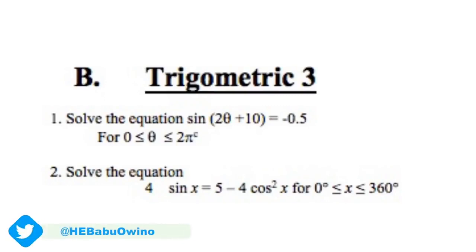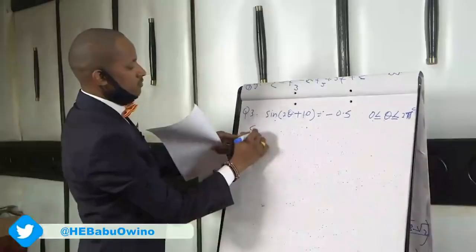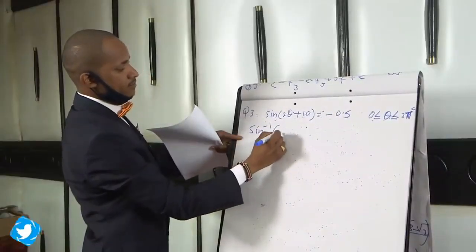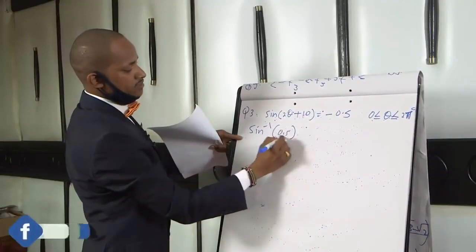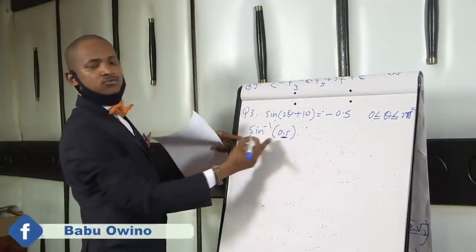But we are further advised for the values of theta less than or equal to 0, and not greater than 2 pi radians. This sign means pi radians. So we want to find the values of theta. Number 1, find an angle whose sine is 0.5. Find an angle whose sine is 0.5.